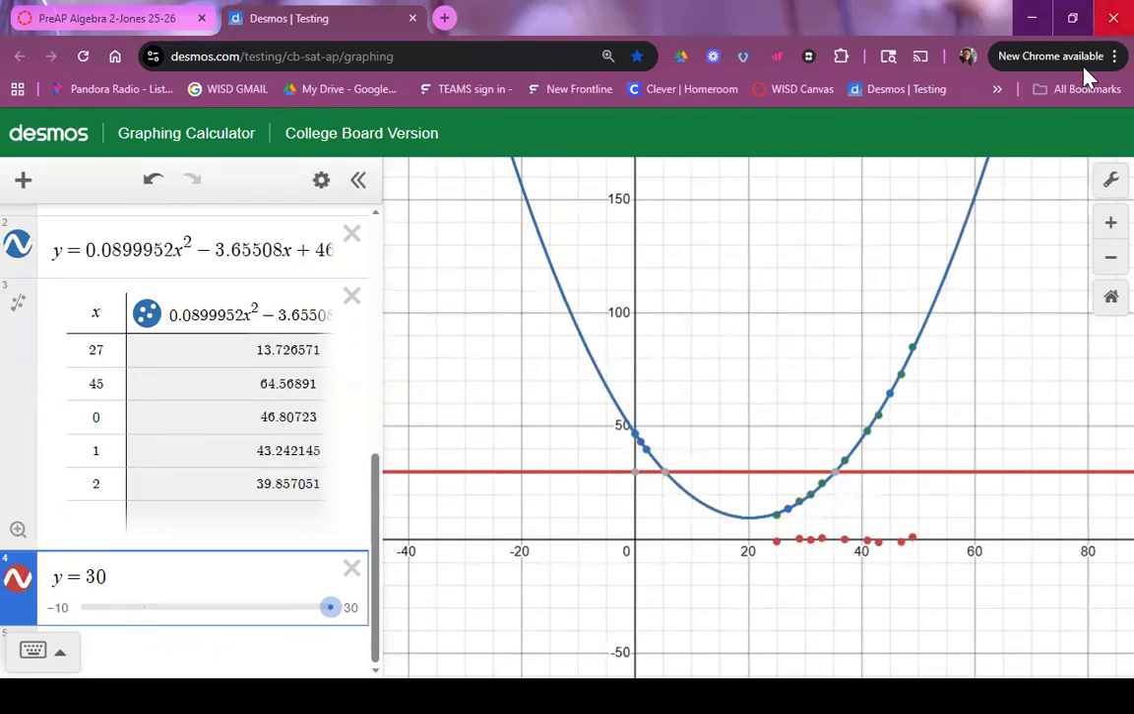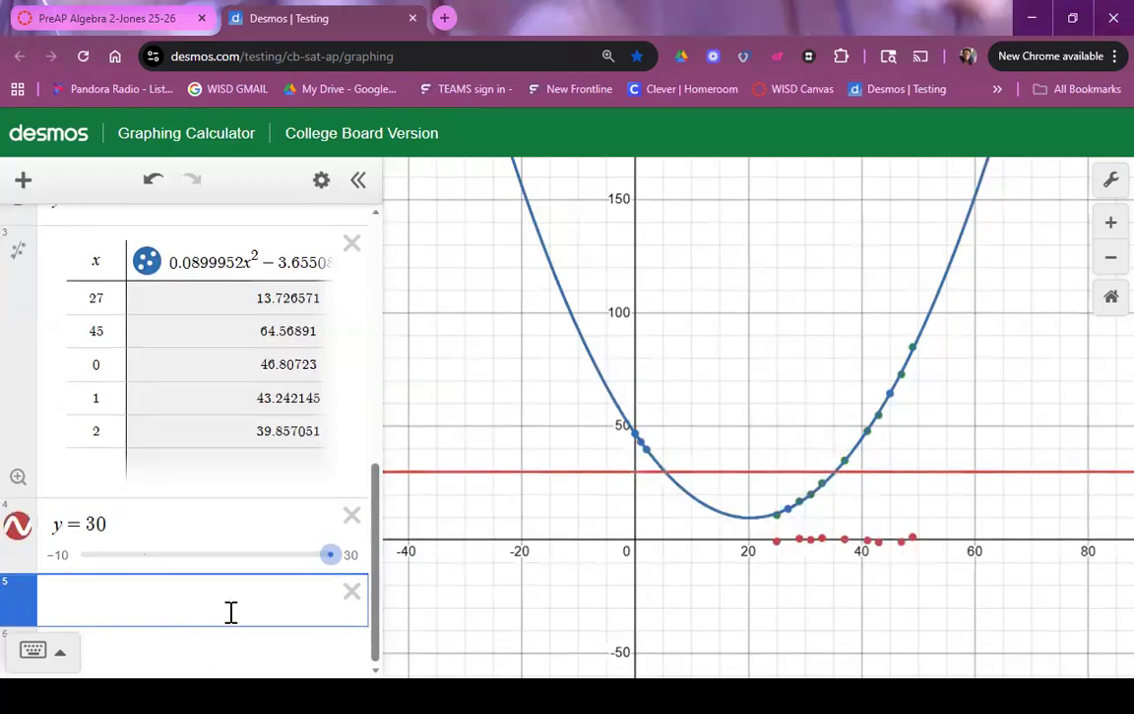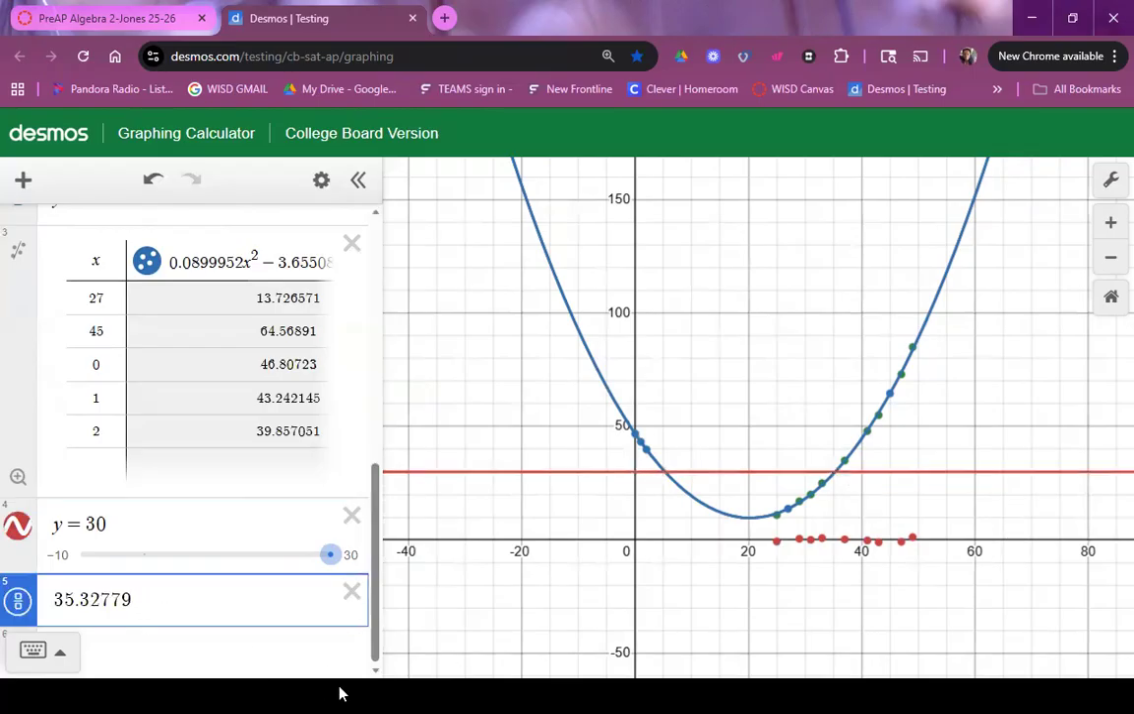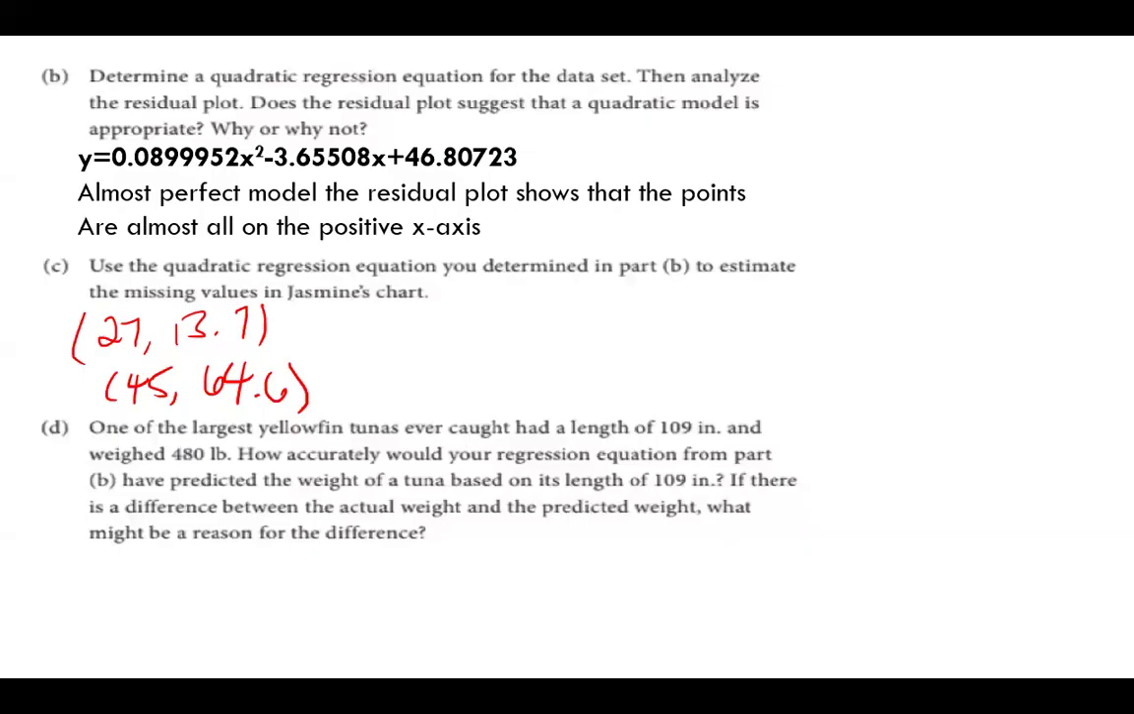So for this case, I couldn't see the number. I'm going to put it here so I can see it a little better. Control C. All right, so we have 35.37, 35.3. I'm just going to leave it at 35.3. So on here, my first blank, I know that I have 35.3 when it's 30.